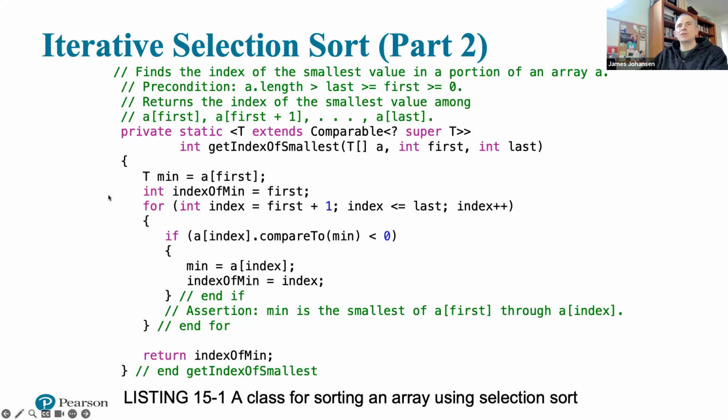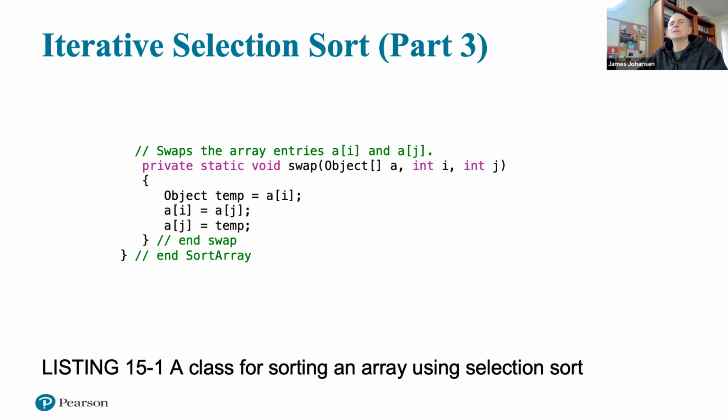The way they do their code, they tend to have a lot of private methods. Here we have a private method that we get a chance to walk through. This is a class for sorting an array using a selection sort. This gets into the details of how we make all that happen. And here is the swap.